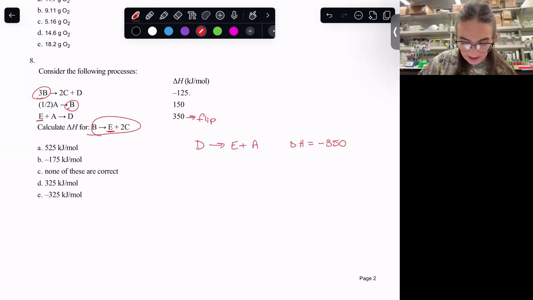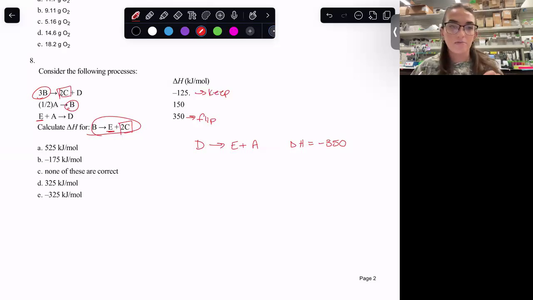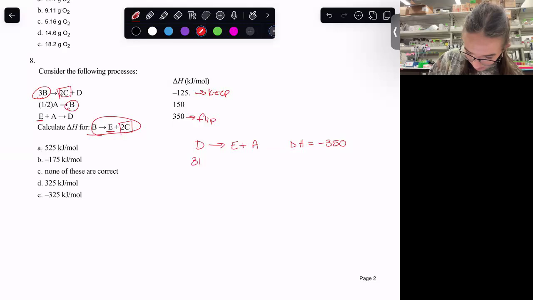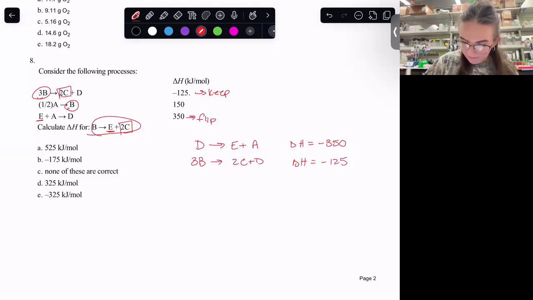Now that I'm looking at that, I see that my next one is 2C. So 2C only appears in my first equation, and it's on the same side. So I have to keep this guy because 2C can be manipulated. It looks like how it should in the overall equation. It only appears in one equation, so I'm going to bring that down and say that 3B goes to 2C plus D, and my delta H is equal to negative 125.